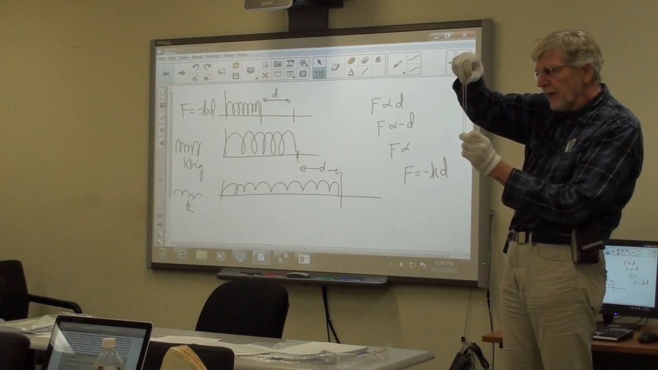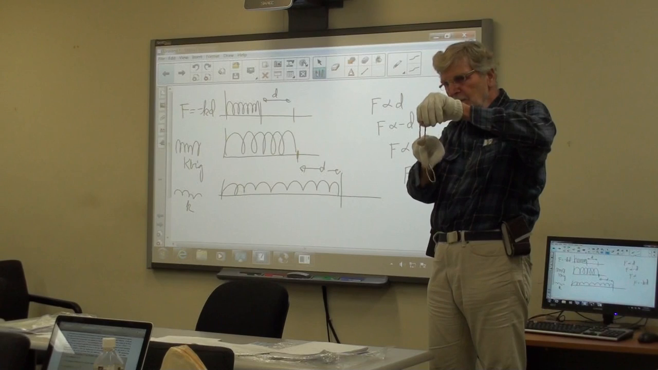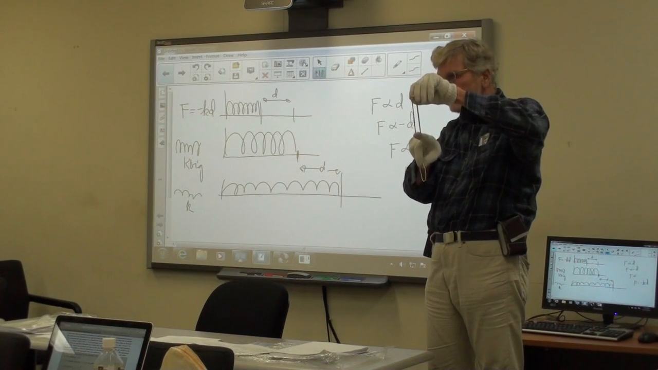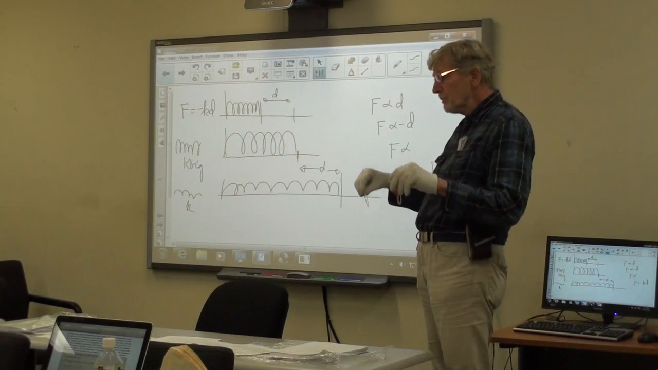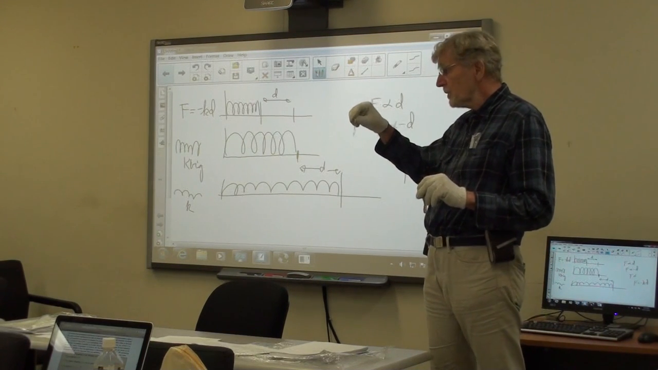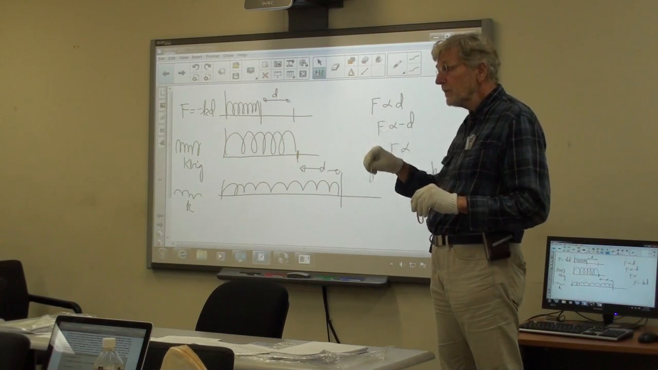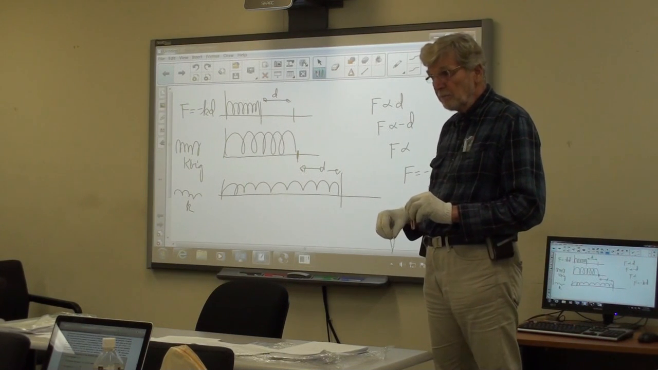Which has the higher K? The first one or the second one? Which has the most resistance to being stretched? This one. So you see, springs come with their own K. The K is determined by the material and the thickness of the material and the design. So the K is a property of the spring.